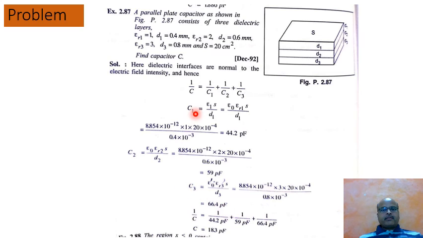So after solving the values of C1, C2, C3, put these values in this equation. So we put these values: 1 upon C is equal to 1 upon 44.2 picofarad plus 1 upon 59 picofarad plus 1 upon 66.4 picofarad. By solving with a calculator, we will get the value, that is C is equal to 18.3 picofarad. Okay, so we have found the value.